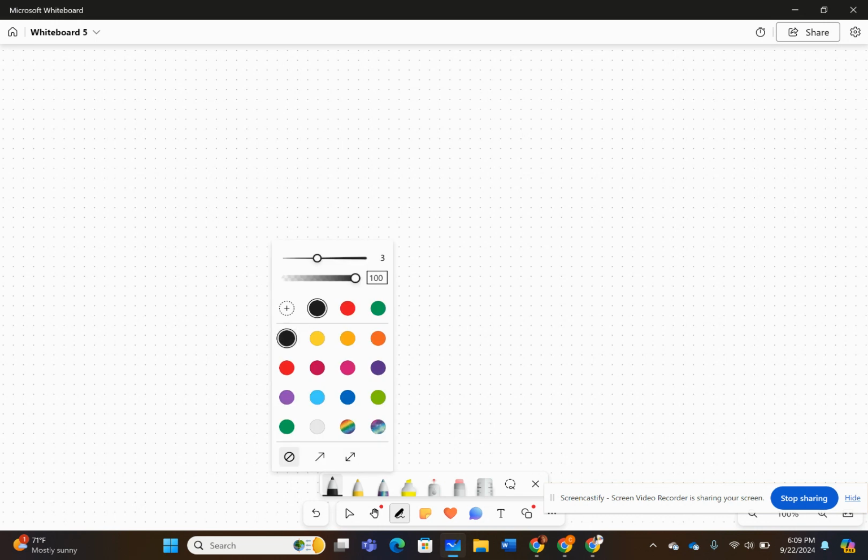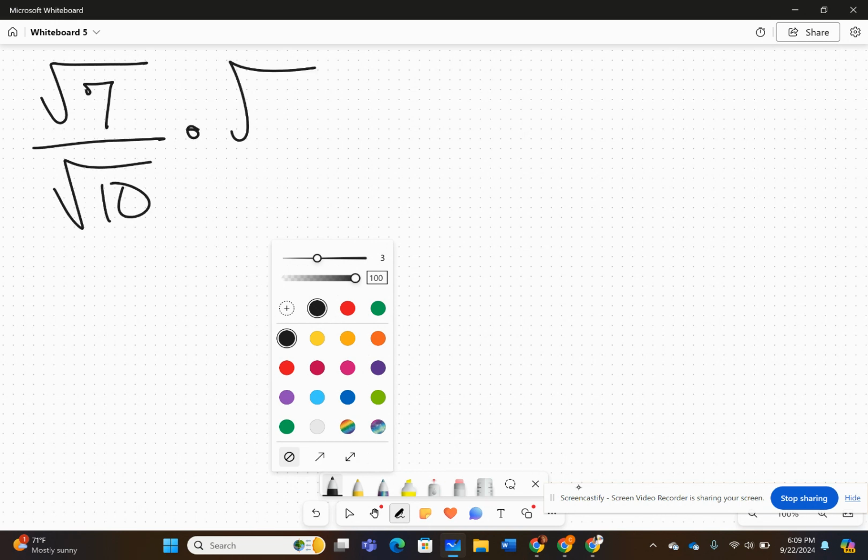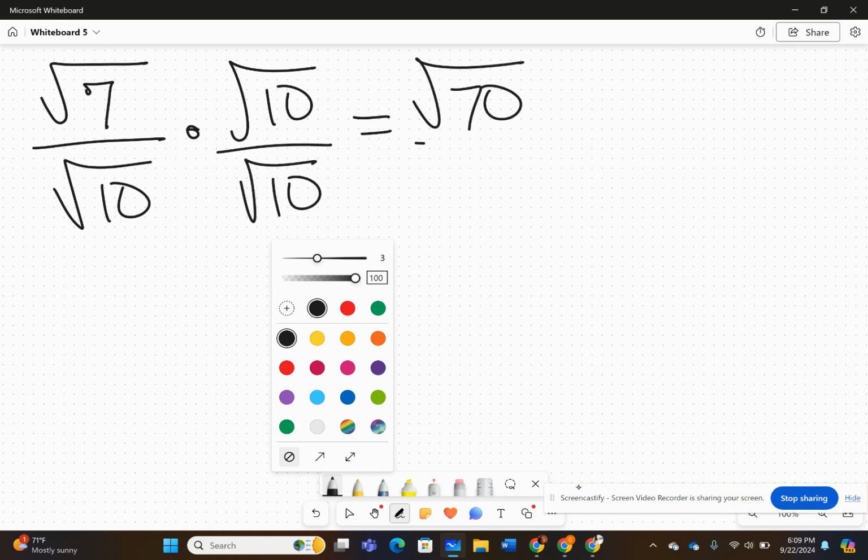So let's say that I had the square root of 7 over the square root of 10. I would multiply by radical 10 over radical 10. That would give me the square root of 70 over 10. The square root of 70 does not contain any perfect squares, so it cannot be simplified. So that would actually be your answer.